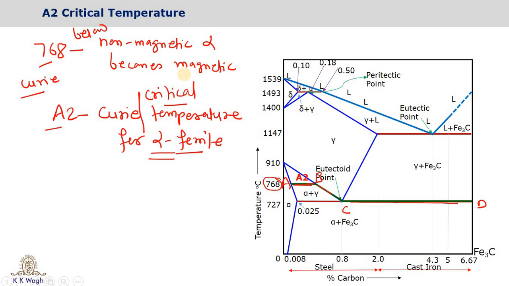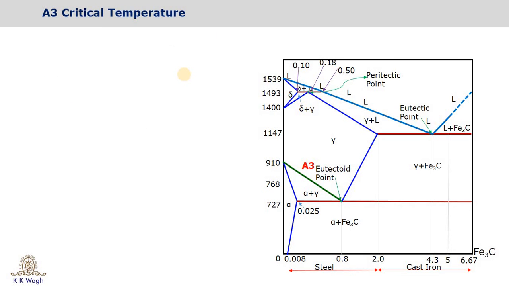Then the next temperature line is the A3 critical temperature line. Here we can observe that this A3 critical temperature line is given by this green line. So simply think of what is A3. What is present above A3? Above A3 it is gamma. So I will write here gamma. What is present below A3? Below A3 it is alpha plus gamma. So gamma is to be changed to alpha plus gamma. What is common? It is gamma. That means the alpha will be transformed to the gamma.